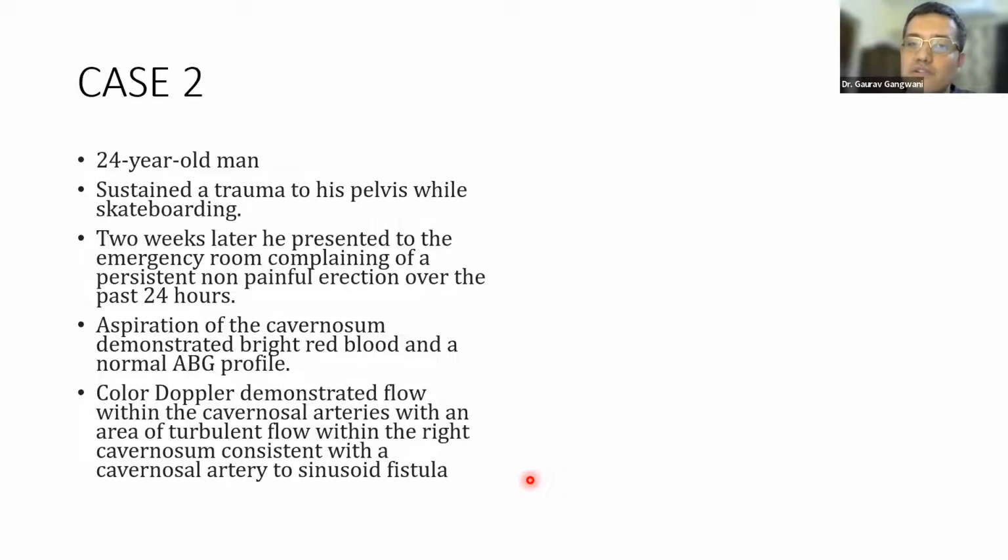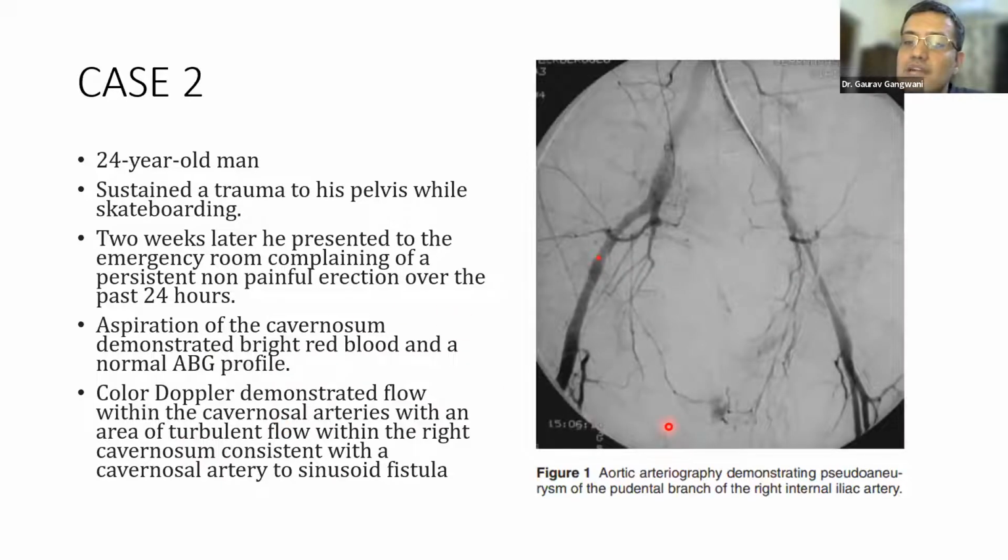Clinical diagnosis by the urologist was non-ischemic priapism, and it was confirmed because when we aspirated blood from the corpora cavernosa, it was bright red, and analysis showed it to be arterial blood. Color Doppler showed a cavernosal to sinusoid fistula because continuously in the corpora cavernosa there was turbulent arterial flow. Angiography showed the right pudendal artery to have a large bleed. So we understood that it needs embolization to relieve the priapism.